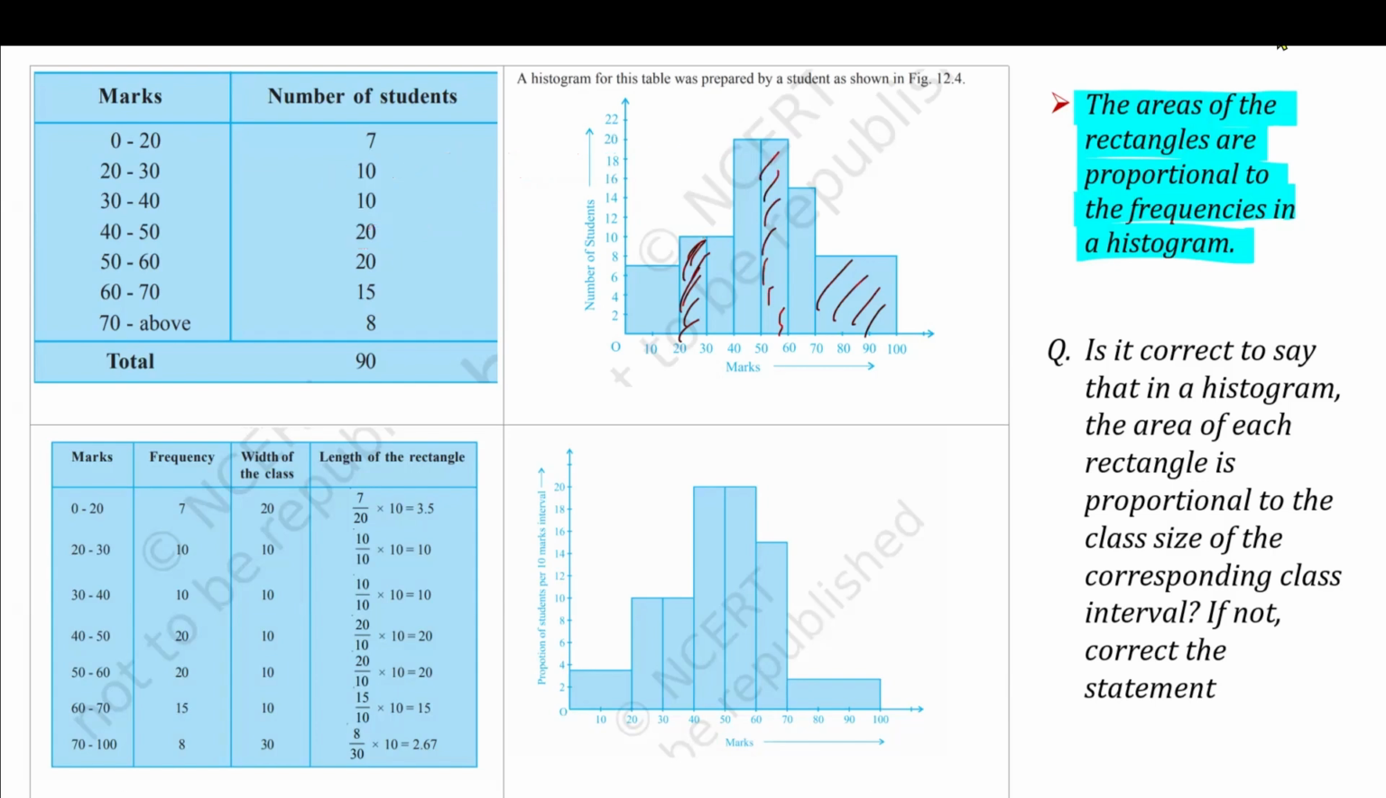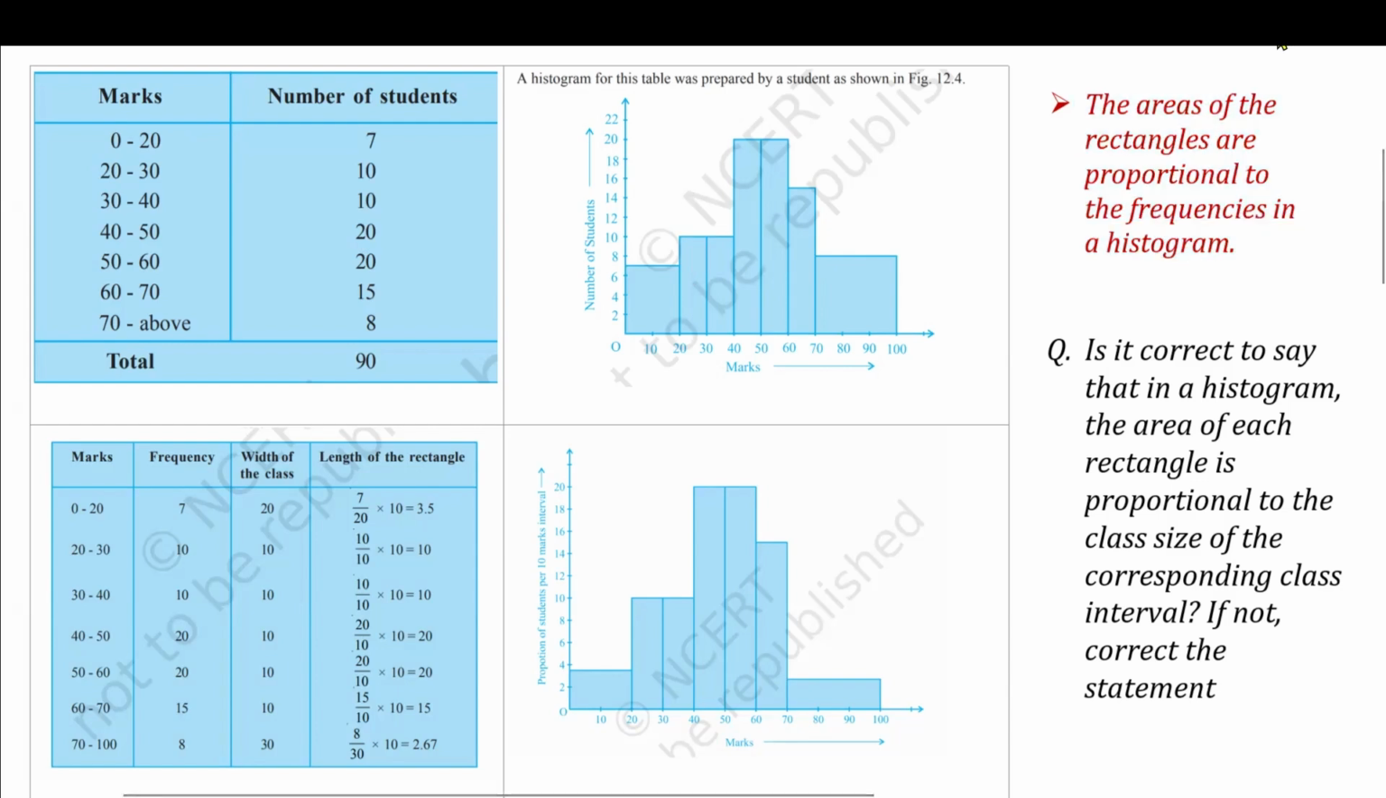That's what it means. Their ratio should be equal. And it's very important to understand. And for that, I have taken this table. As you can see, the first one is an incorrect representation, and we'll figure out why.